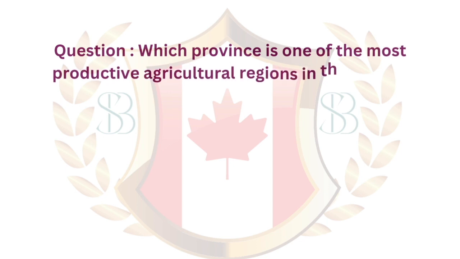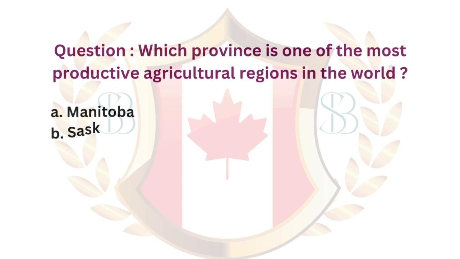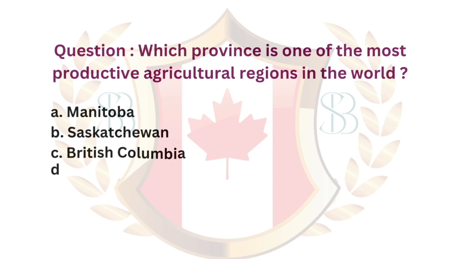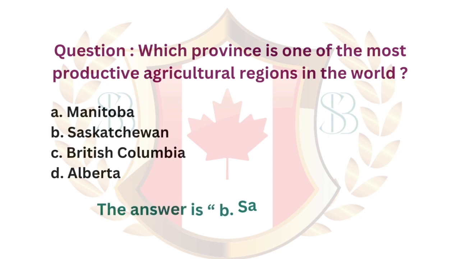Question. Which province is one of the most productive agricultural regions in the world? A. Manitoba. B. Saskatchewan. C. British Columbia. D. Alberta. The answer is B. Saskatchewan.